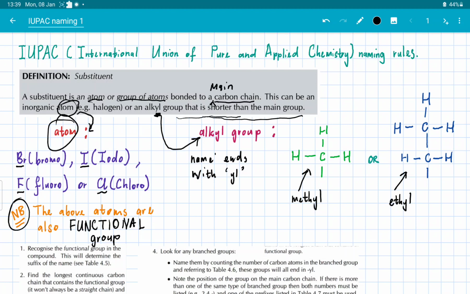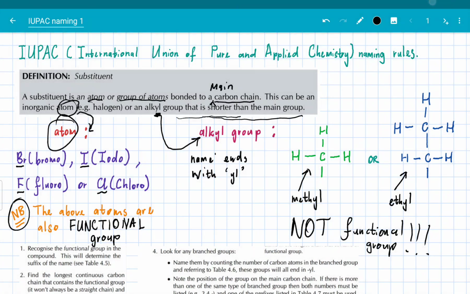However, when they are attached to the chain, we classify them as a substituent. However, it's not a functional group, people. Not a functional group. Very important. In other words, it wouldn't change the group to which an organic molecule belongs. I am going to emphasize these in class examples. There are plenty of examples for us to explore. So let's go.